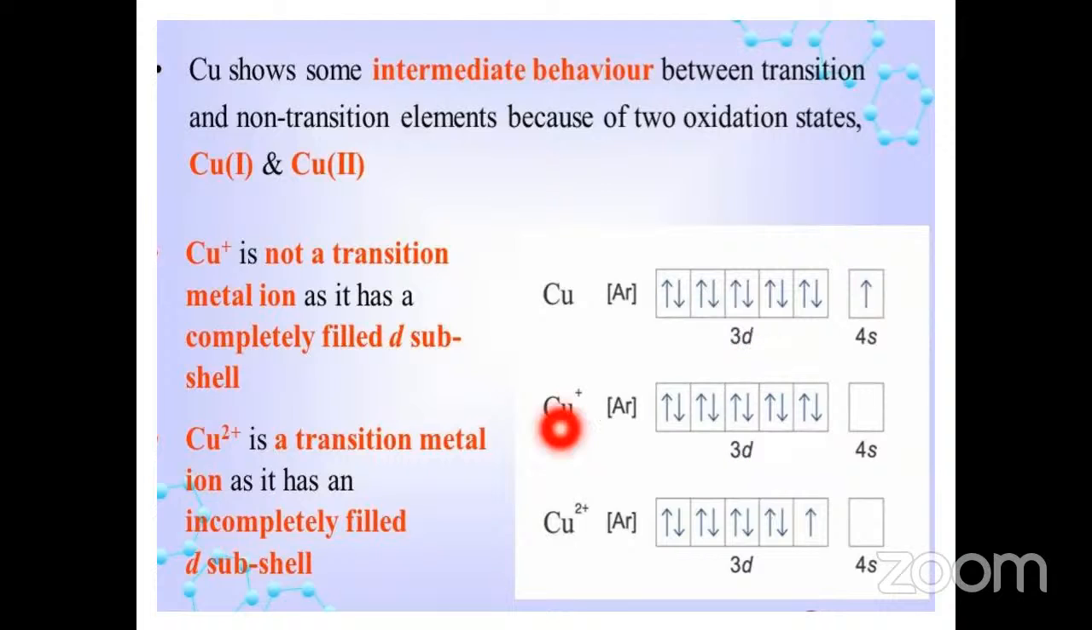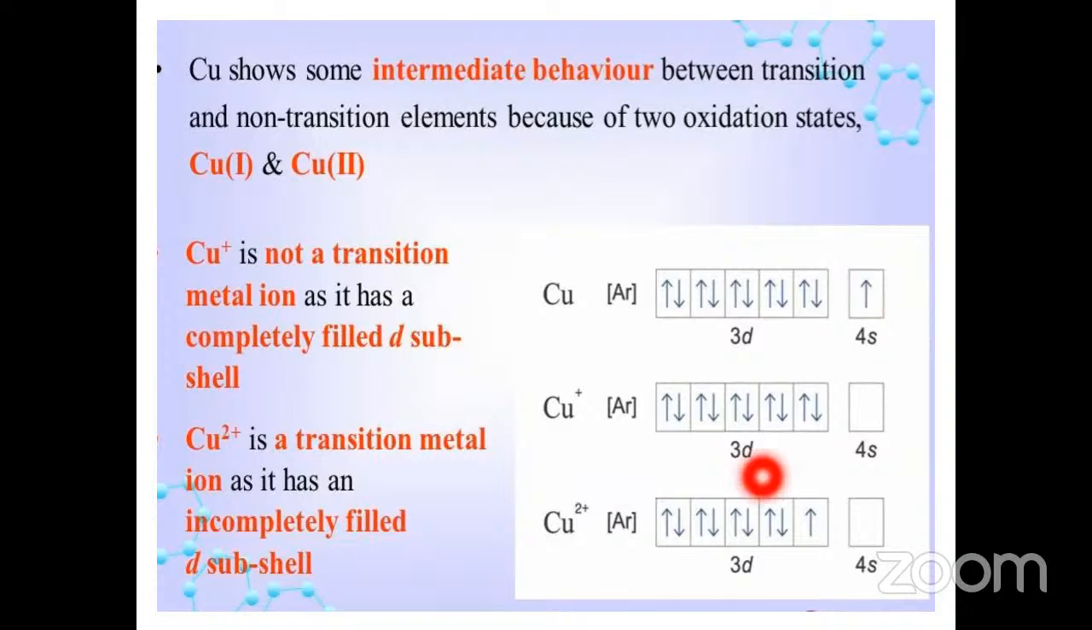Here Cu+ is not a transition metal ion because it has a completely filled d subshell in its +1 oxidation state. But in the Cu2+ ion, it lost 2 electrons. Whenever it loses its 2 electrons, automatically it gets the plus 2 charge. In this plus 2 state, it is a transition metal ion.